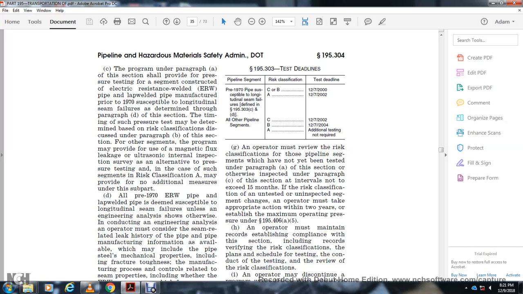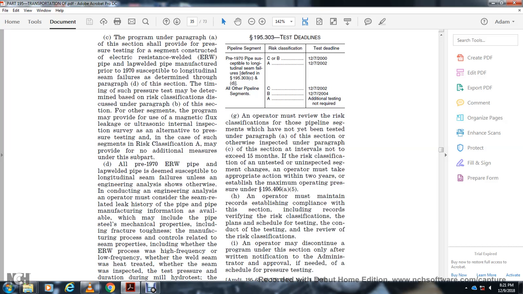Electrical resistant weld pipe, lap weld pipe and seam deemed so suspect for the longitudinal seam failures, left the engineer analysis. Otherwise, conducting the environmental engineering analysis, the operator must consider the seam, the relay of the leak history of the pipe, and the manufacturing information available, which may include the pipe seal, the manufacturing mechanical properties including the fracture of the manufacturing process.